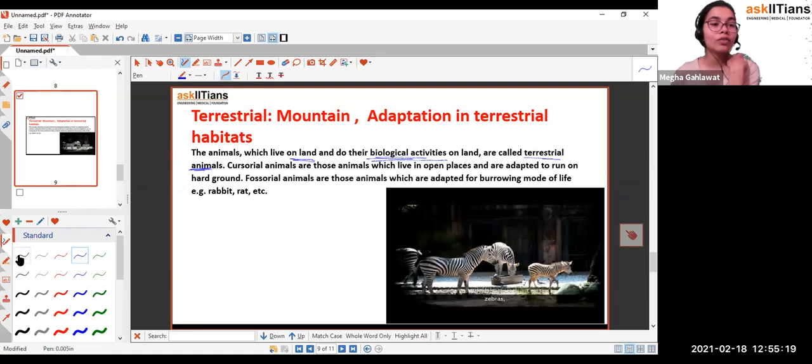Then we have multiple types of terrestrial animals, but we have two major types: the cursorial and the fossorial. Cursorial are the ones which live in open places and are adapted to run on hard ground, for example lions, leopards, birds, etc. And then we have the fossorial animals, which have adapted to a burrowing mode of life, such as the rat, the rabbit or the fox, etc. Now we are going to look at a very cool video in order to understand the different kinds of adaptations of different organisms.